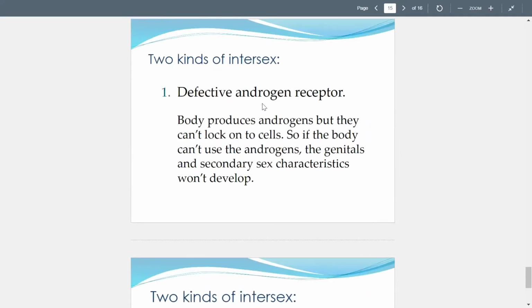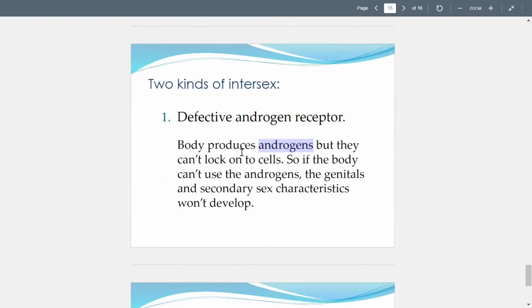So for the defective androgen receptor, these individuals produce androgens, the male hormone, but they can't lock onto the cells. So the genitals and the secondary sex characteristics won't develop, if that makes sense. Basically, they won't have their genitals and secondary sex characteristics.